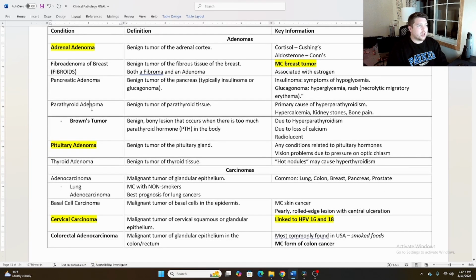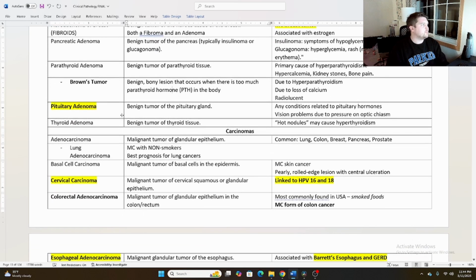Parathyroid adenoma, we'll talk about those, parathyroid hyperparathyroidism, down the road. Parathyroid adenoma is often linked also to a Brown's tumor, a benign bony lesion that occurs when there's too much parathyroid hormone. Again, we'll see that a little bit later.